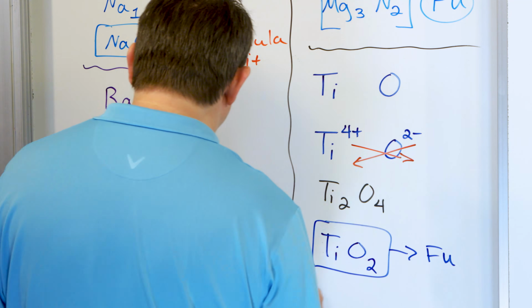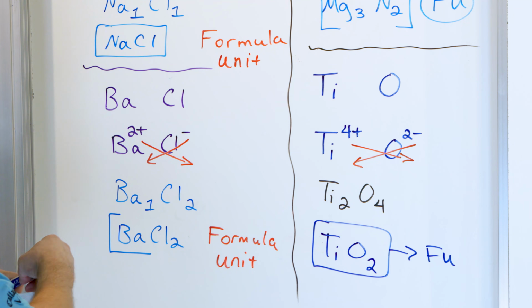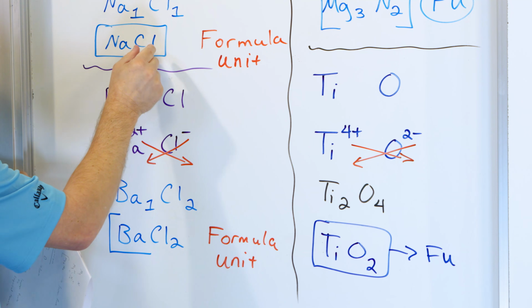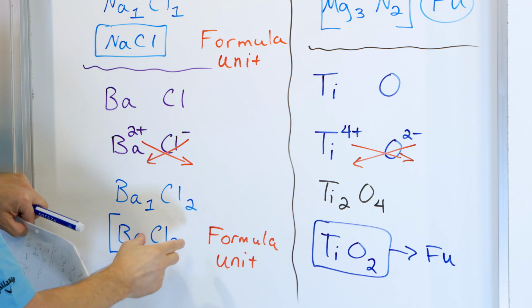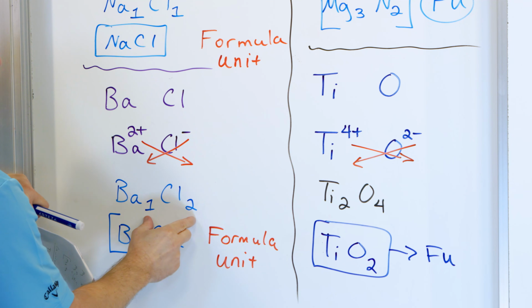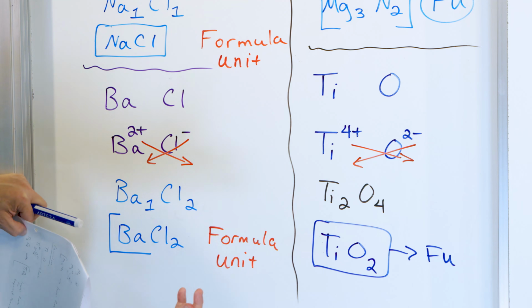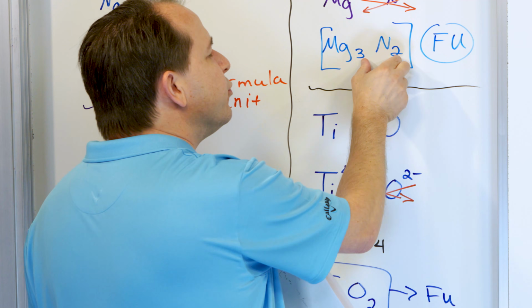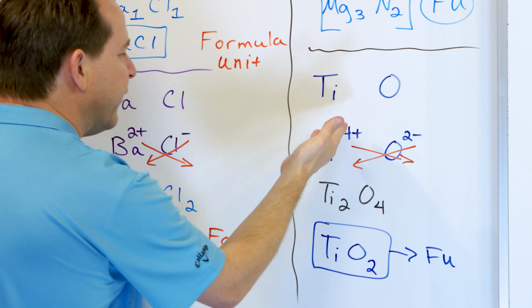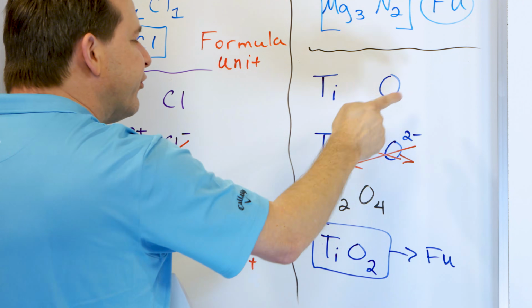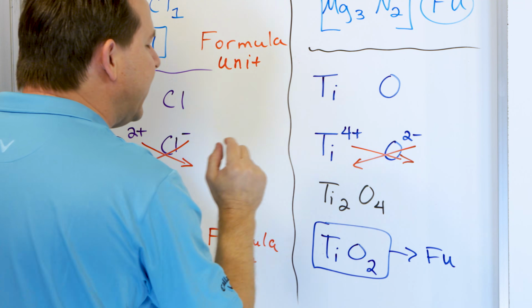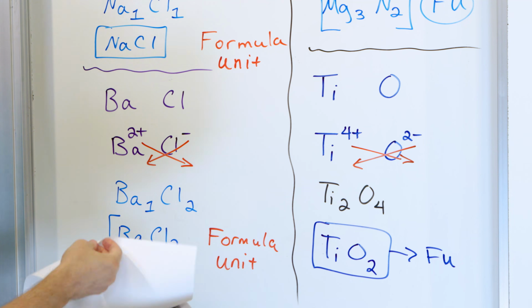Formula unit is the lowest whole number ratio, also known as the empirical formula. Notice for sodium chloride, we couldn't reduce 1 to 1 anymore. For barium chloride, we couldn't reduce 1 to 2 anymore. We couldn't divide by something to make it smaller. 3 and 2, we couldn't divide by anything there as well. So you just got to be careful that once you do the crisscross, double check and see if you can simplify it any further. And if you can, then you need to do that.